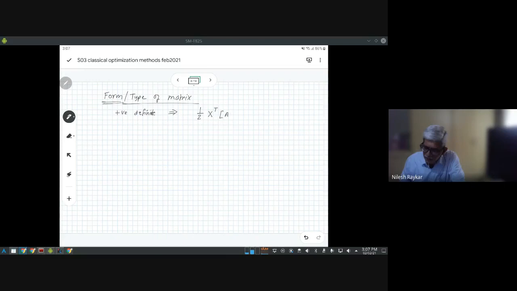x transpose A x, so matrix A is positive definite provided the quantity which I am writing here is greater than 0 for any x bar not equal to 0.